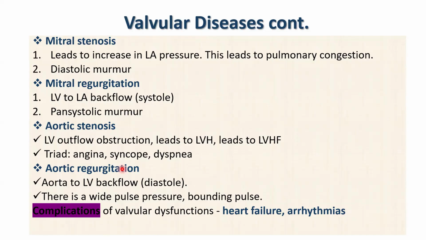And given the level that you are in, I won't expect you to tell me the nitty-gritties regarding them. At least be able to know that the mitral valve can narrow, that's mitral stenosis. The mitral valve can allow backflow of blood, so mitral regurgitation. The aortic valve can narrow, so that is aortic stenosis. The aortic valve can allow blood to flow back, so that's aortic regurgitation.